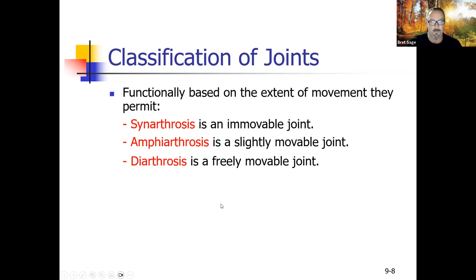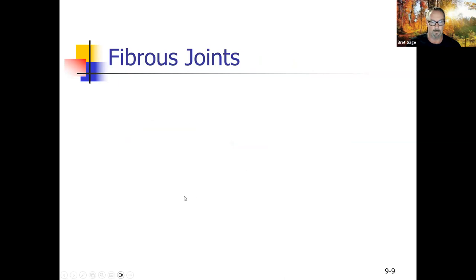Functionality of a joint is based on the extent of movement they permit. So the least mobile is called a synarthrosis. Syn means with or together. So it's an immovable joint. We're going to see that in your skull bones. Amphiarthrosis is a slightly movable joint. We're going to see that in the lower leg. And diarthrosis is a freely movable joint. Most places where you see a lot of movement, for example, shoulder, hip.